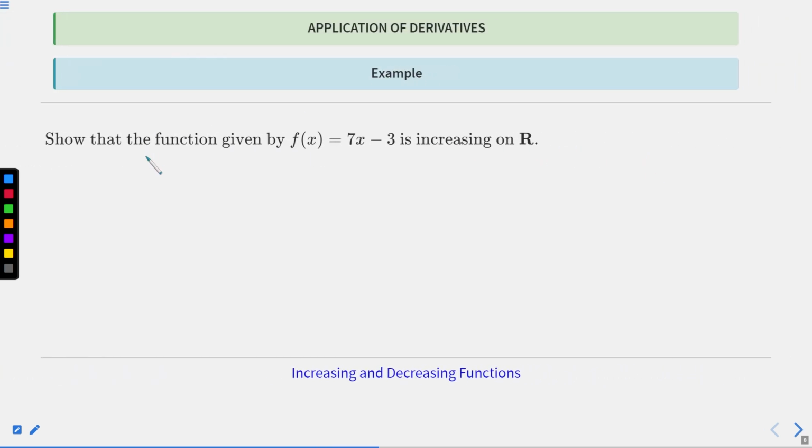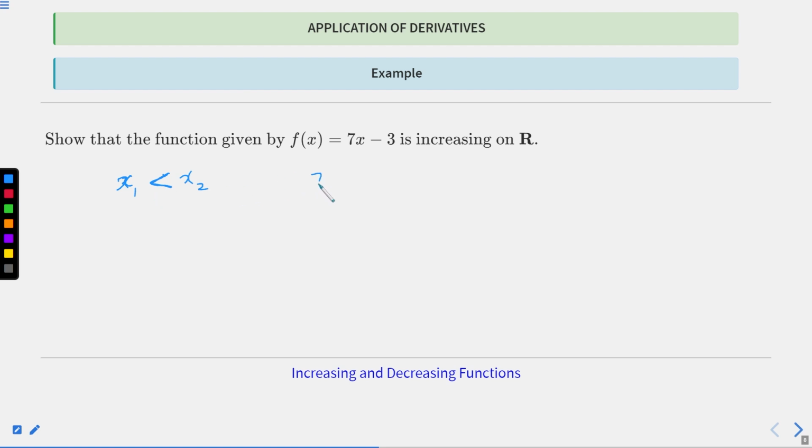Now we have to show that the function is increasing. How are you going to show that? Very simple, by the basic definition. Pick any two points. We are talking about R, so pick any real numbers x1 and x2 from the reals in such a manner that x1 is less than x2.